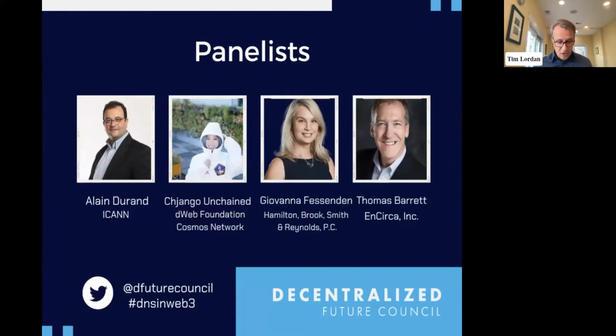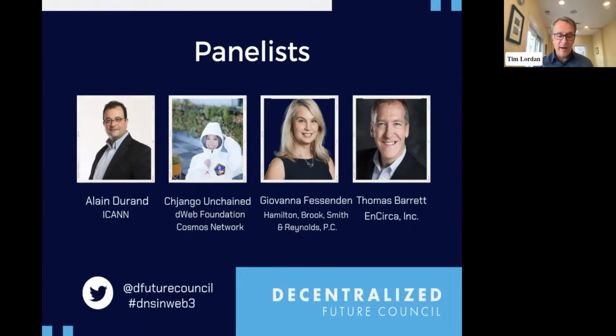We also have Chjango Unchained. She's the executive director of the dWeb Foundation and head of ecosystem at Cosmos Networks. We're super excited to have Chjango with us today, because one of the things that we didn't do very well as an organization in the 1990s was getting people actually developing technologies on the internet to come to Washington and speak with policymakers. So I'm super grateful for that, and considering it's very early in the morning where Chjango is, I'm super appreciative.